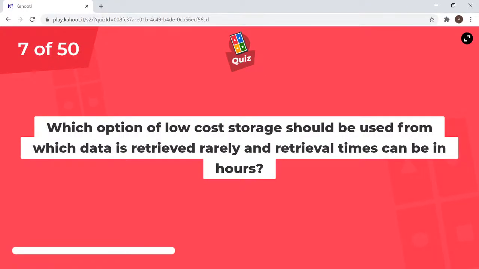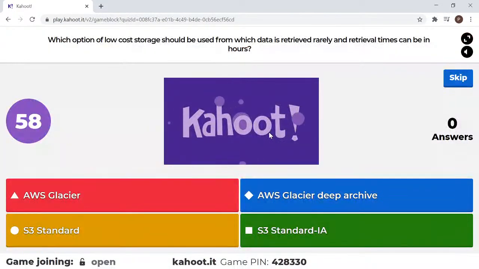Which option of low-cost storage should be used from which data is retrieved rarely and retrieval times can be in hours? AWS Glacier, AWS Glacier Deep Archive, S3 Standard, S3 Standard infrequently accessed.